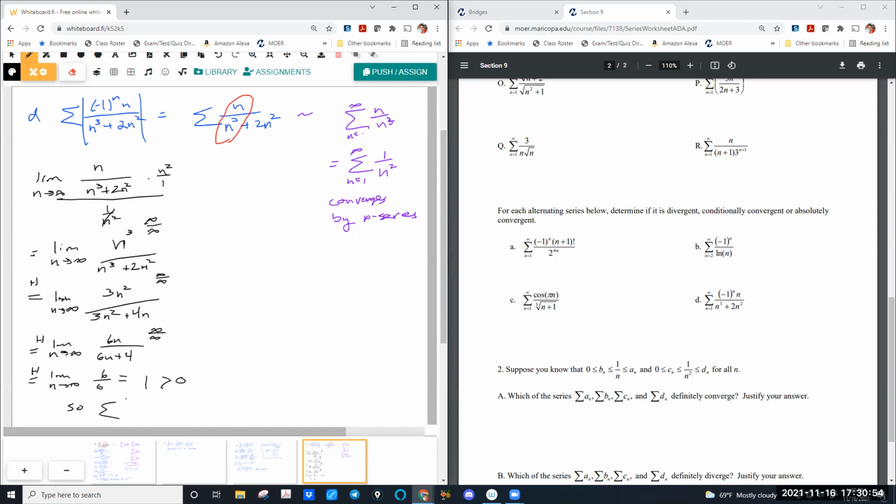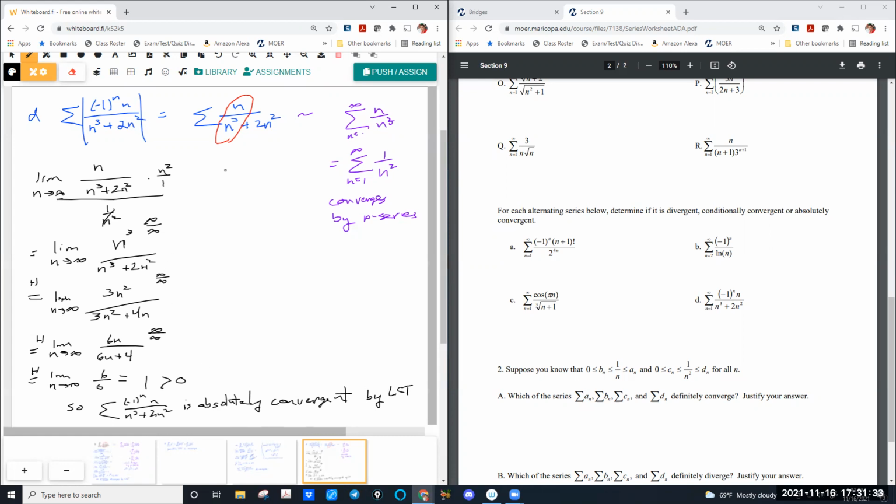So our series, negative 1 to the n over n cubed plus 2n squared, is absolutely convergent. And I did use 2 tests, by the limit comparison test.